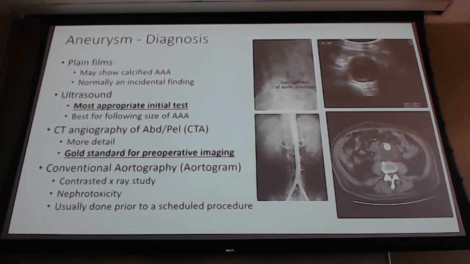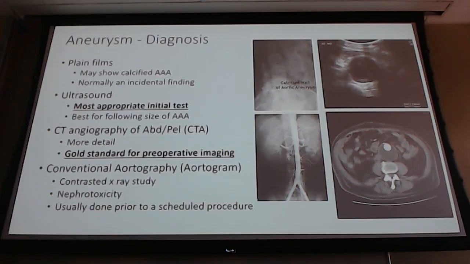All right. So, diagnosis. Plain films, we can sometimes see it if it's calcified. If it's not, then we may not see it. You can actually see it on this first one, this small, thin layer of white next to the spine. That's calcification of the aorta. Ultrasound is what we do first, the most appropriate initial test. And then we use ultrasound to follow it when we do our routine follow-ups, every 3 to 6 months, or every year, depending on how big it is initially.